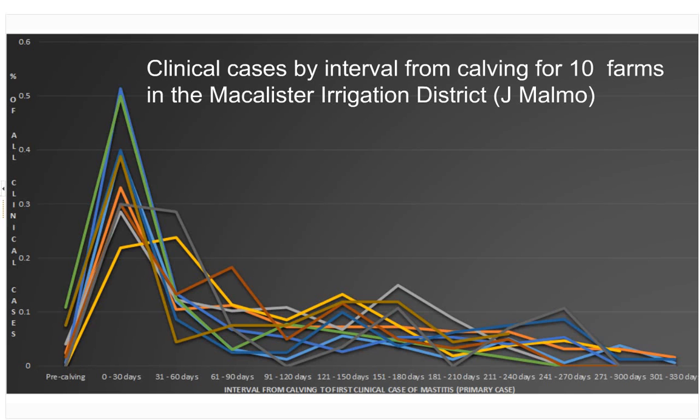This is a graph of Jacobs that we used at the Geriatrics a few years ago on clinical cases of 10 farms separated by the interval from calving. It shows when most of the cows are getting mastitis. Now, this graph shows that the majority of the herds had 40 to 50% of the cases for the whole lactation happening in the first 30 days. I'm sure that if you were to collect the data from many of your suppliers or clients, it would look similar to this graph and demonstrates the need for good dry-off and calving management.